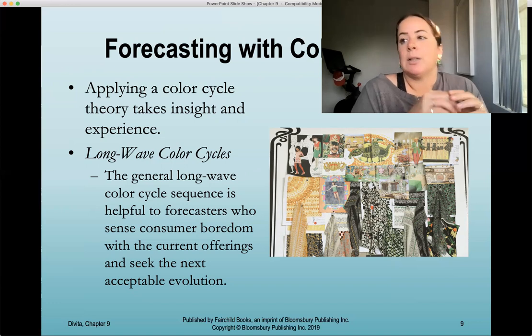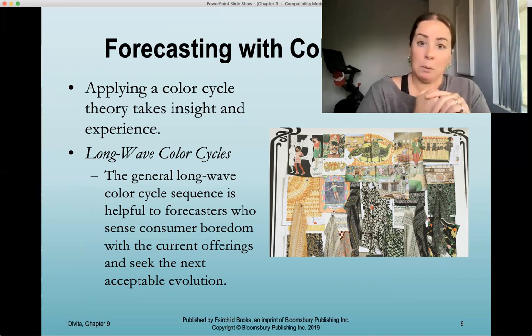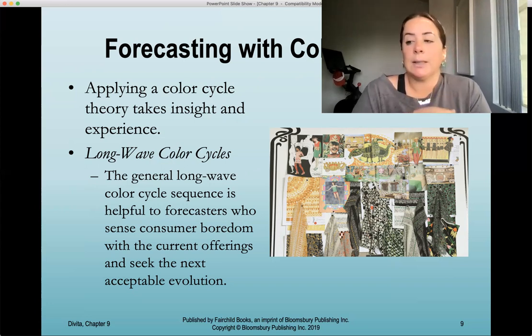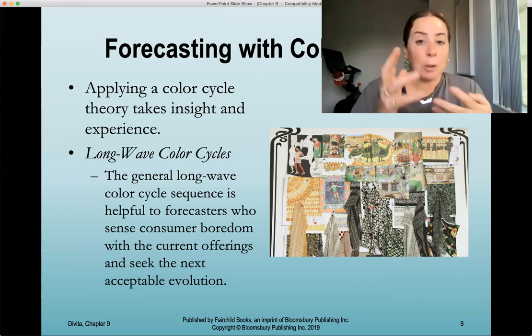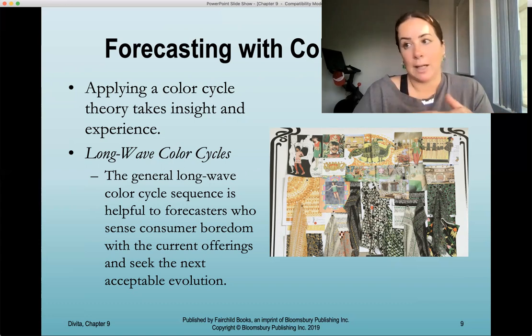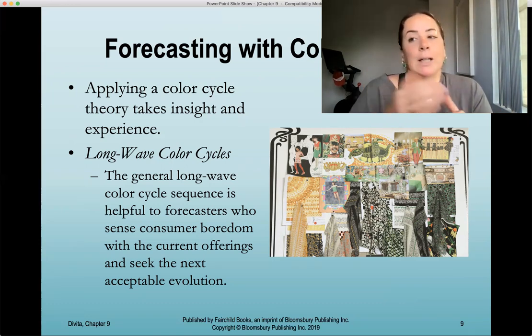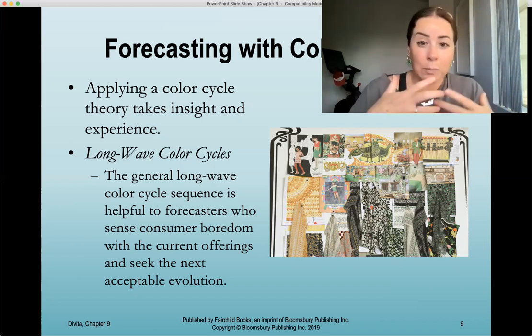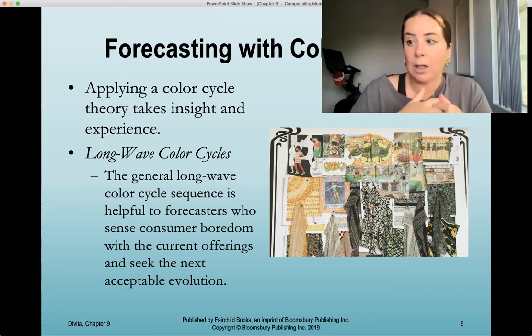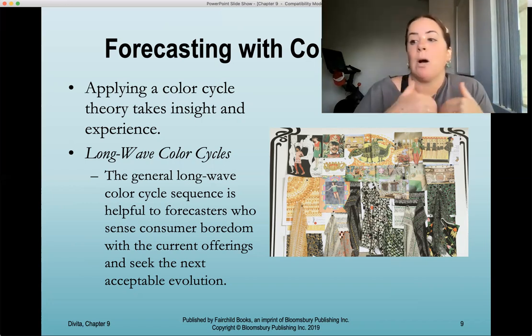So typically the general long wave color cycle sequence is helpful to forecasters who sense consumer boredom with the current offerings and seek the next acceptable evolution. So if we are around the 10 to 11 year period of having a color life cycle, a forecaster should know that our consumer is maybe getting a little bit bored with that selection of color, and we should seek to offer that next acceptable evolution of color.